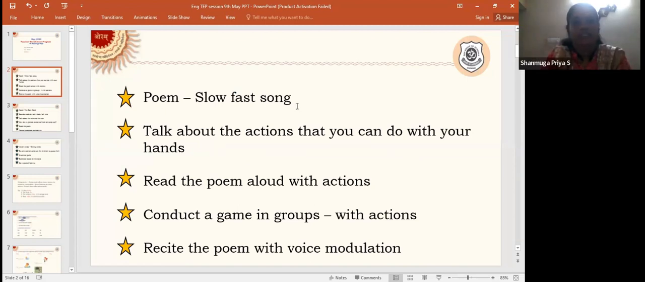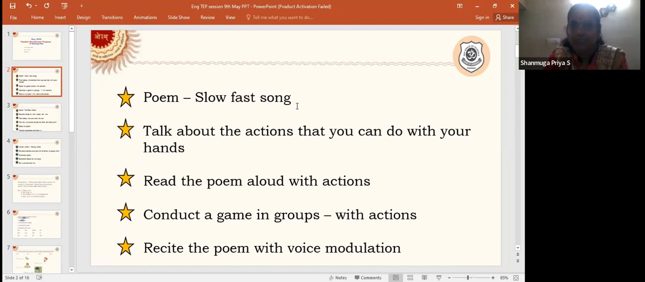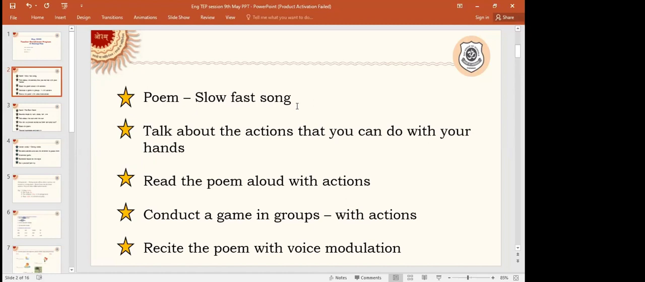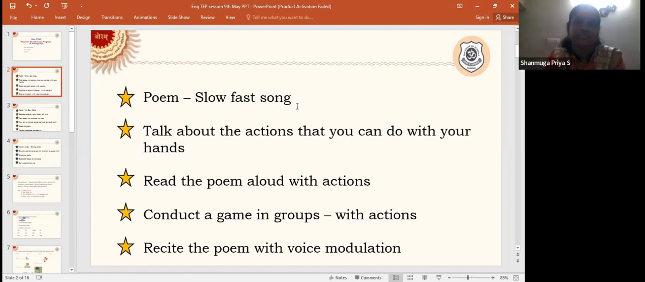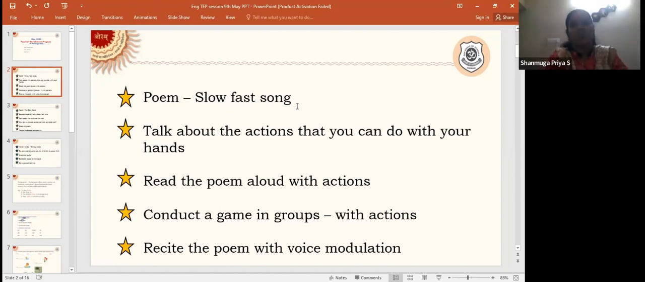What are the actions that can be done with our hands, teachers? Clapping. Clapping, very good. Waving. Yes, waving. Rolling. Jumping. With hands. Stretching, patting. The children will come up with more actions that can be done with the hands, and they would also say eating, drinking, so many things.